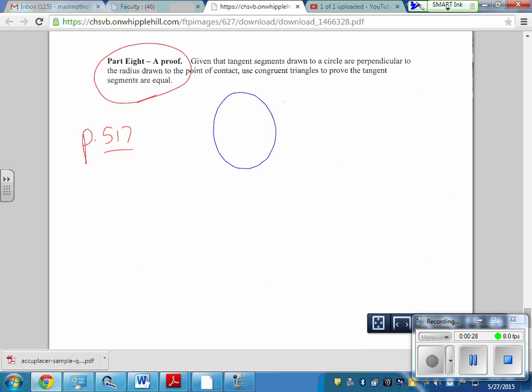We're given a point outside a circle and two tangent segments. So these are drawn to the circle, touching in one spot. If you were to continue this, that would be a tangent line. These are tangent segments, so we don't care about the entire line, just the two segments.